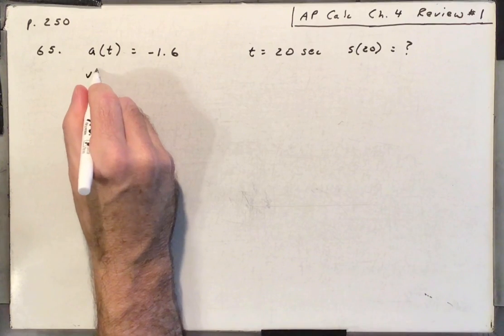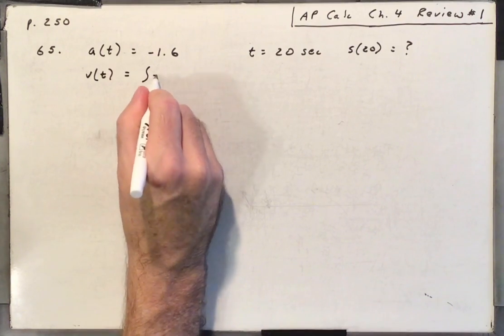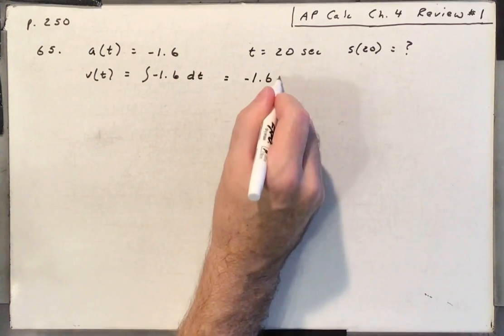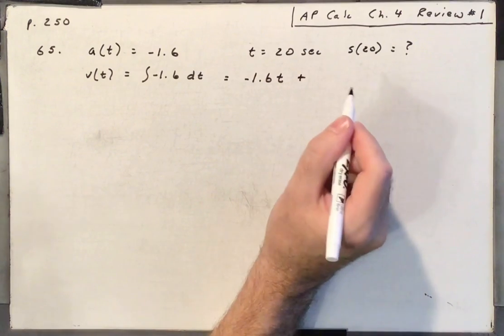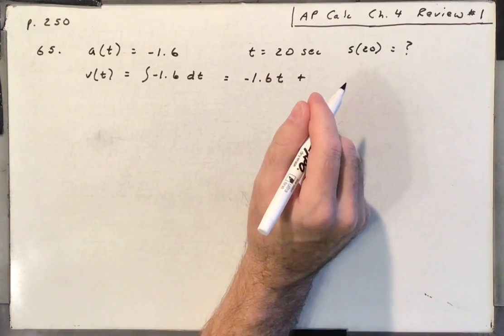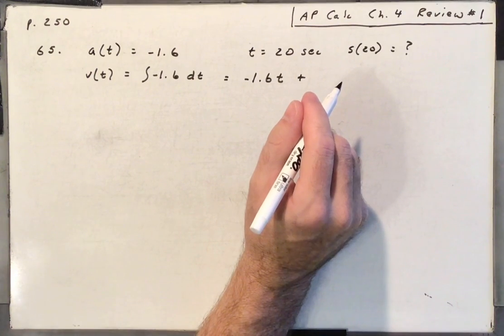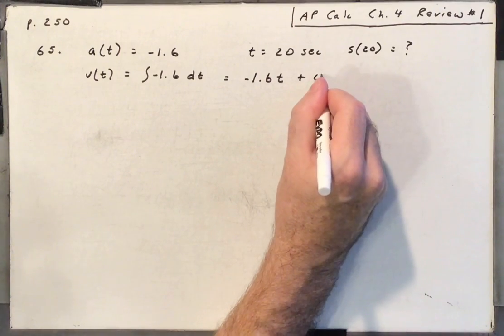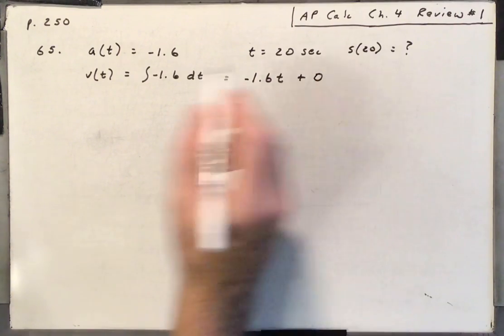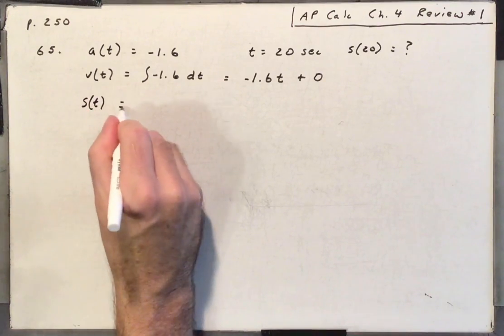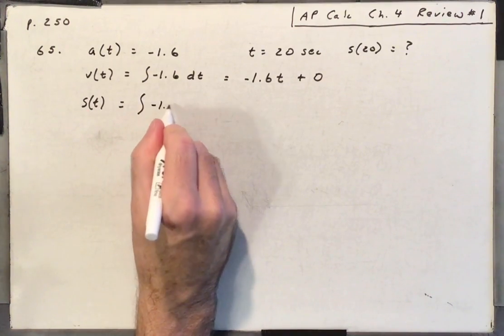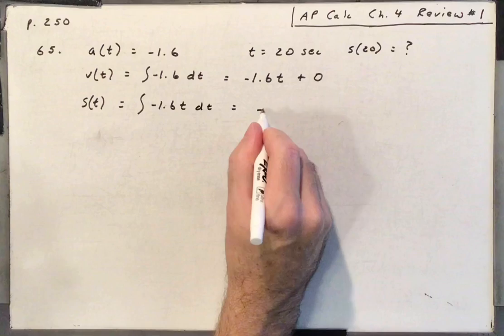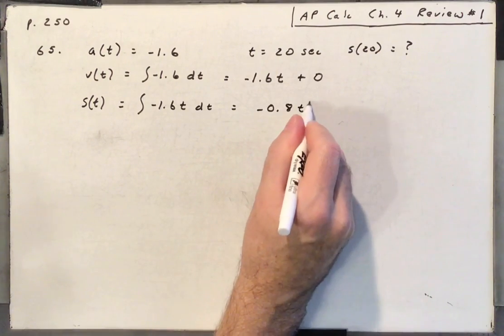Okay, so V of t, we would integrate minus 1.6. So that's minus 1.6t. The initial velocity, all right, are we throwing the stone down or just dropping it? We're just dropping it. So that initial velocity is 0. All right, s of t, I'm going to integrate minus 1.6t dt. So that's going to be minus 0.8 t squared.